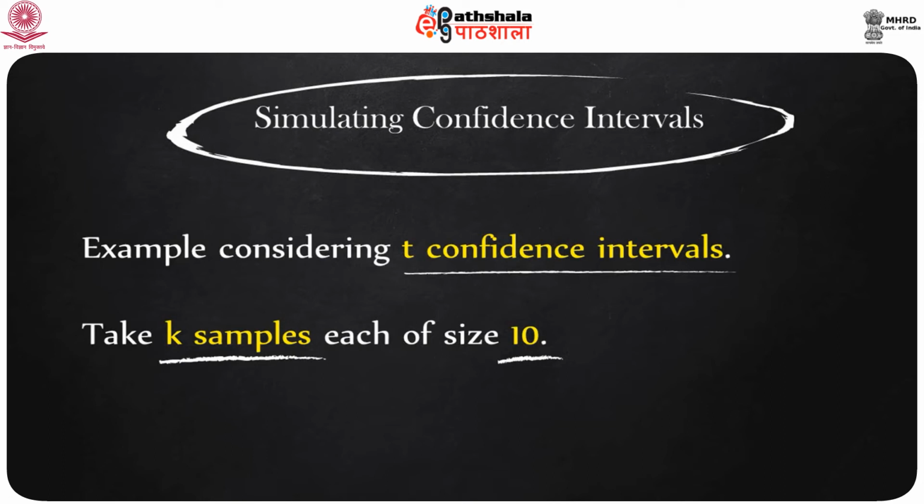So, this means there might be a few cases for which the confidence interval is not going to contain that true value. So, let us try to capture those cases. How do I do this? Let us see. As we have said, we have taken k samples each of size 10. Now, we are counting the number of instances for which the confidence interval includes the mean.